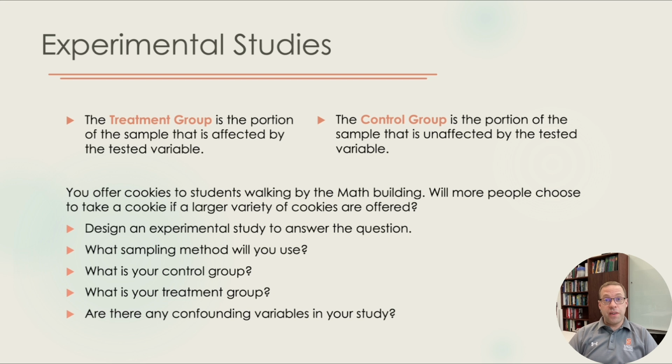Are there any confounding variables? Well, yes. One was the table out in between classes. What time of day was it? What was the weather like in general? Let's see, what other confounding variables might there be? Allergies. People might have allergies to gluten, so they don't want cookies. And so then at this point, when you think of all these confounding variables, you want to go back and say, how can I minimize these confounding variables?